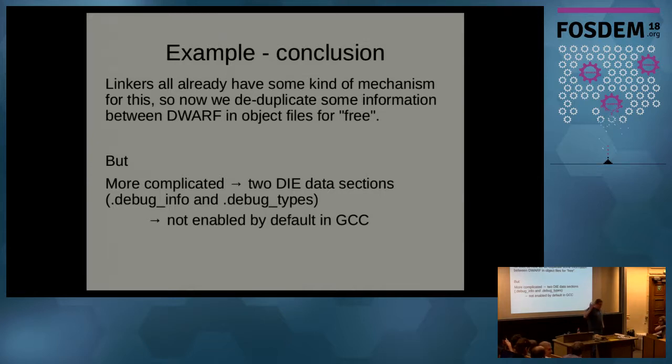The problem with it is that it makes things more complicated. There are now two DIE data sections. It's not enabled by default in GCC, even though I believe Tom tried to make it the default. Sorry, Tom. One of the problems was that everybody was kind of lazy, so most consumers have offsets into the data section, and they just keep an offset, and now they have to keep an offset, and oh, it could be one of those sections.